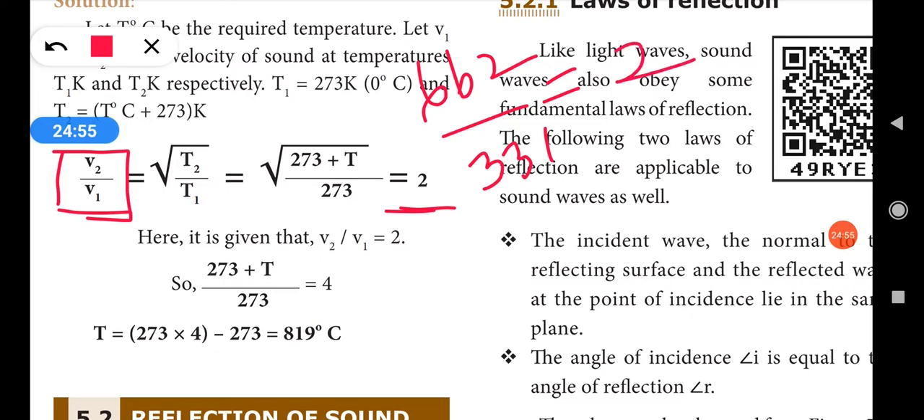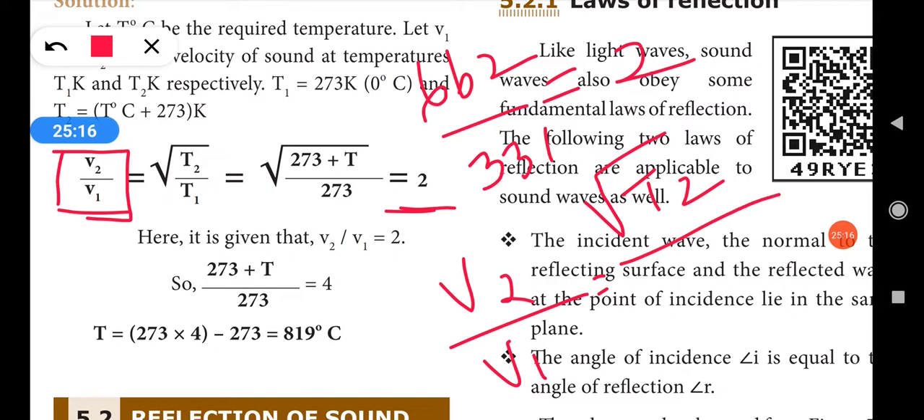So therefore V2 divided by V1 is equal to root of T2 divided by T1, because they are directly proportional to each other. So V2 by V1 is equal to root of T2 divided by root of T1. So here they have taken the whole root of T2 divided by T1. We know the value of T2: T2 is equal to T degree Celsius plus 273. So they have written that here.